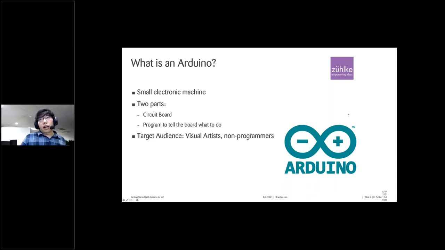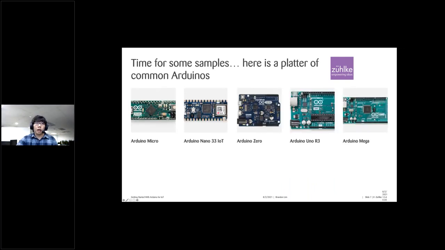In the next slide, we will get to see some of the Arduinos available on the market. We have the small ones, which is the Micro, and the newer version, which is the Nano 33 IoT, which is internet capable. We have the Arduino Zero, all the way to the Arduino Mega, which is the classic Arduino. Their prices can range anywhere between $20 to $40 USD, depending on the size and the features that you are looking for.